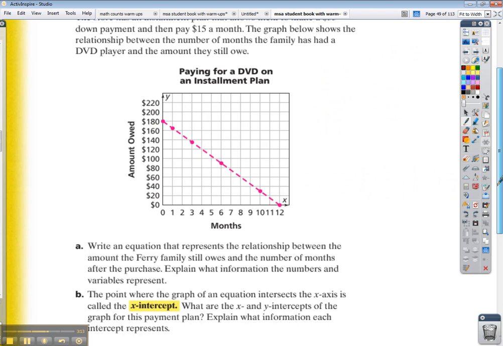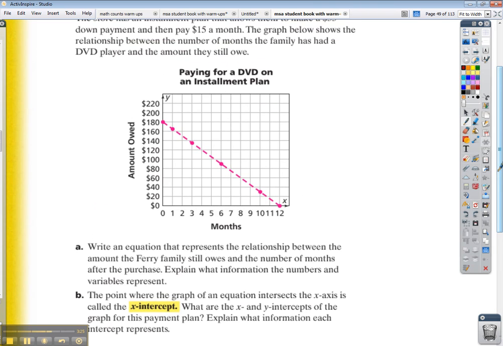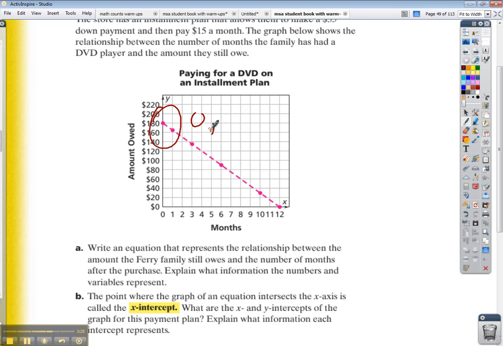Question B. The point where the graph of an equation intersects the x-axis is called the x-intercept. What are the x and y-intercepts of the graph of this payment plan? Explain what they mean. So the y-intercept here is 0, 180, because I go over 0, up 180. And that means initially I owe $180. My x-intercept occurs here, which is over 12, up 0. So after month 12, a year in other words, I will owe $0. And that's it.